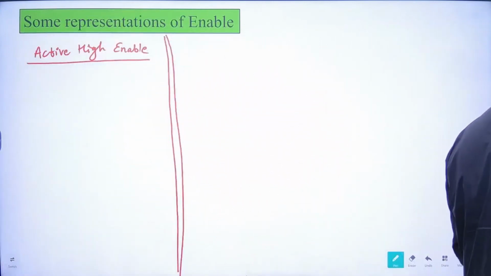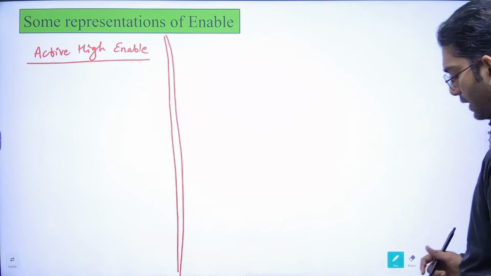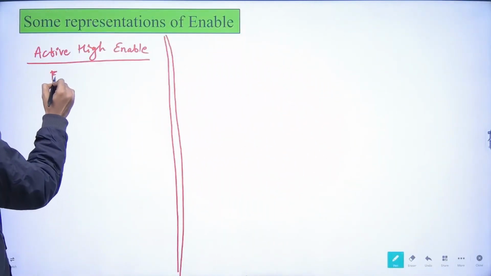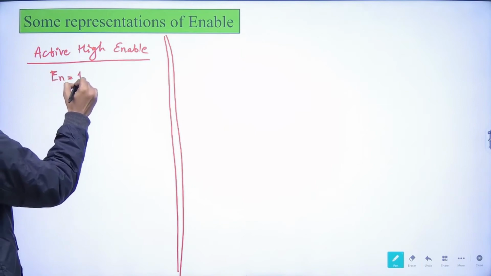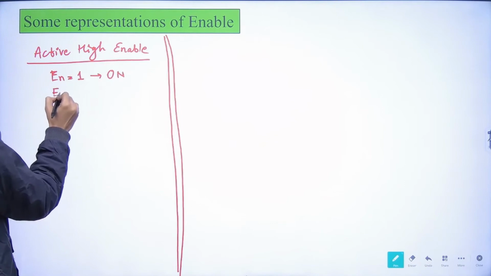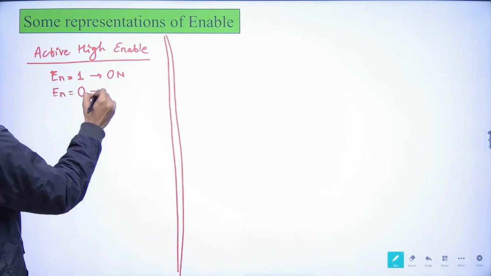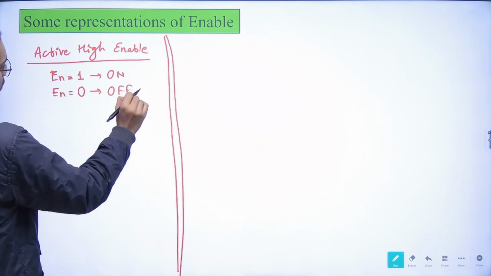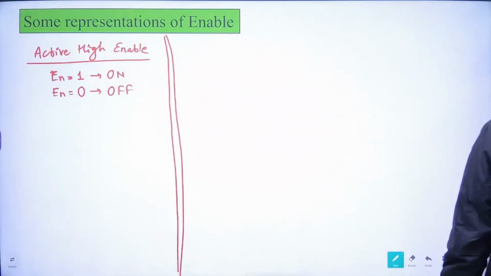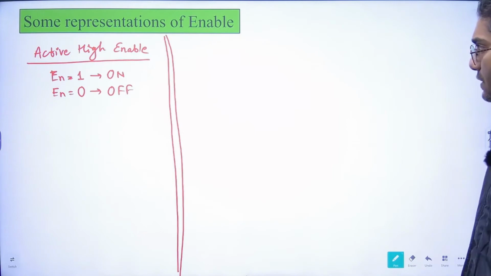So what happens in the case of the active high enable? When En is 1, it is in the on state, and when En is 0, it is in the off state. Fine. When enable is 1, then it is in the on state, and when enable is 0, then it is in the off state.